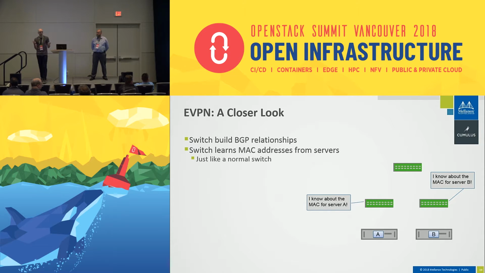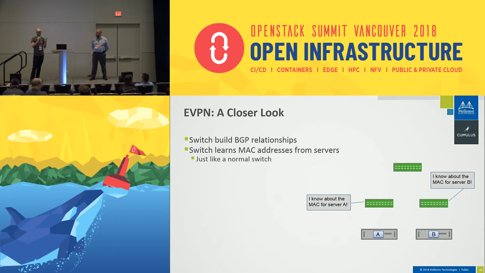And I'm going to use that to advertise MAC address information. So as I learn about server A and I learn about server B, I'm going to tell the network, hey, I know about this MAC address. If you're trying to reach it, you come to me. And we're going to do that through BGP messages.